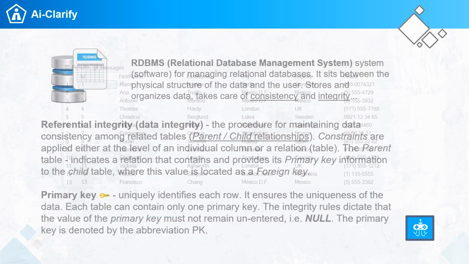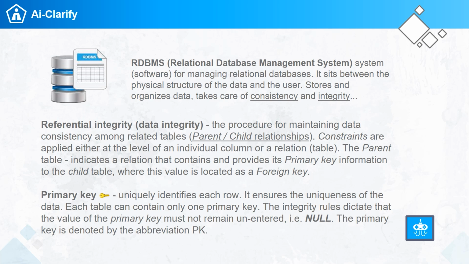Since we use it to uniquely determine each record, it includes one or a combination of several columns that are grouped into one key, in whose row we cannot have a value that has already been assigned to another row. Each table can contain only one primary key. Also, the integrity rules dictate that the value of the primary key must not remain unentered, that is, value null.